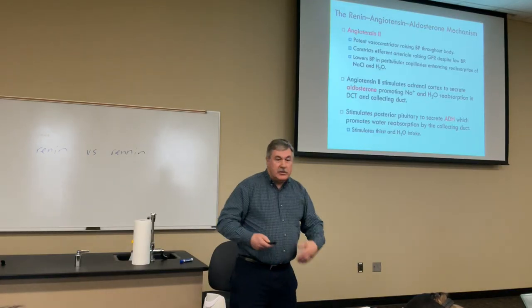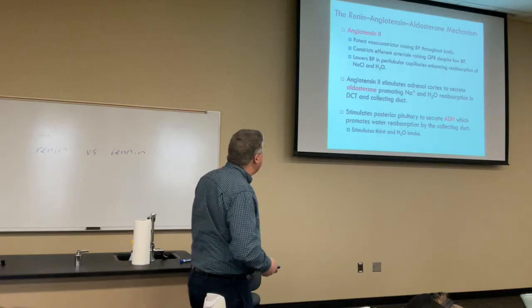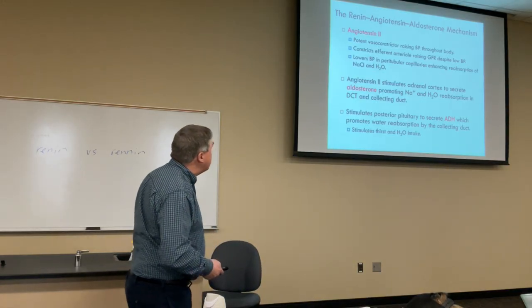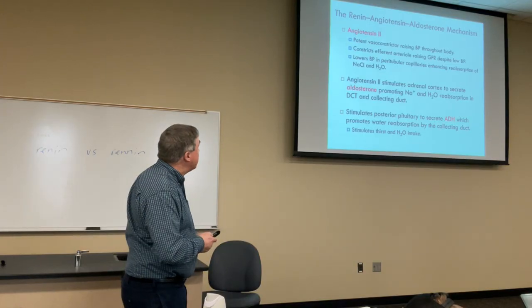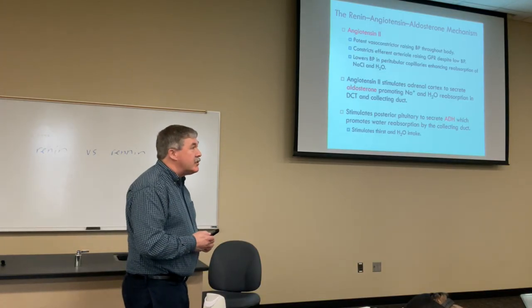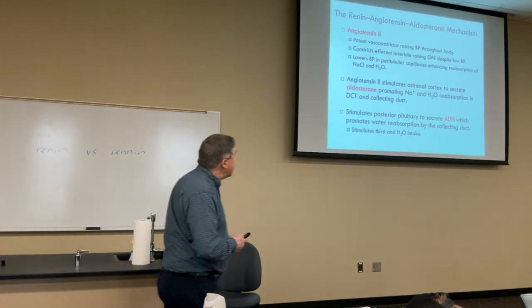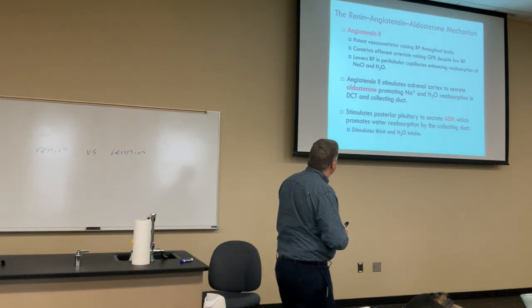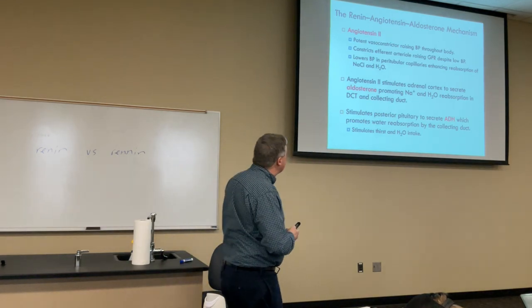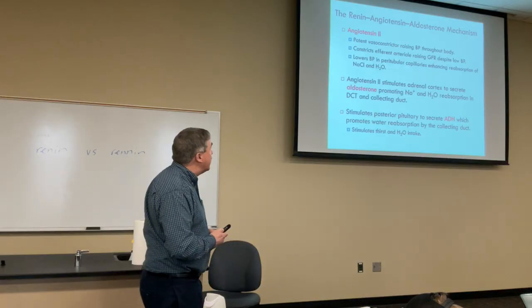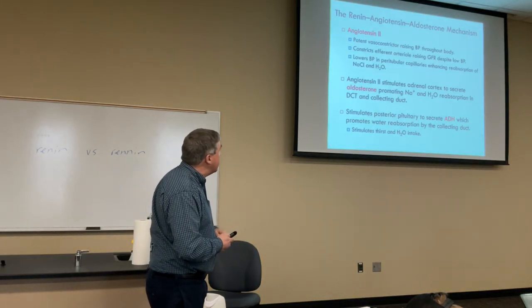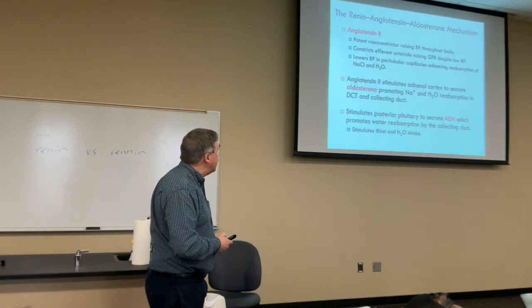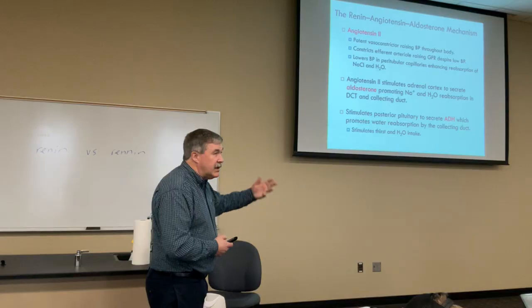So just to recapitulate or review, angiotensin-2, once it's produced by the system in response to a drop in blood pressure, it's a potent vasoconstrictor which raises blood pressure throughout the body. It constricts the efferent arteriole, which raises the GFR despite low blood pressure. And it lowers the blood pressure in peritubular capillaries, enhancing reabsorption of sodium and water. These are sort of secondary effects.